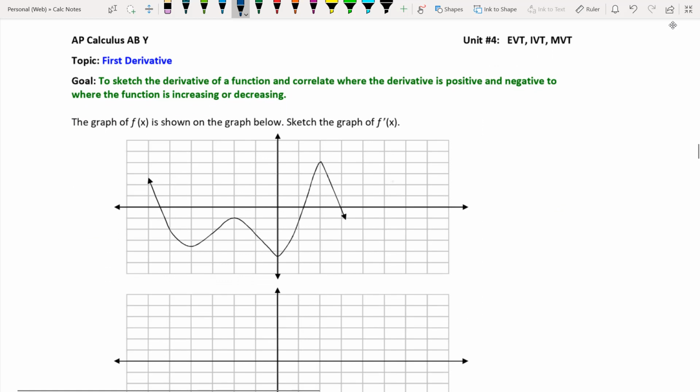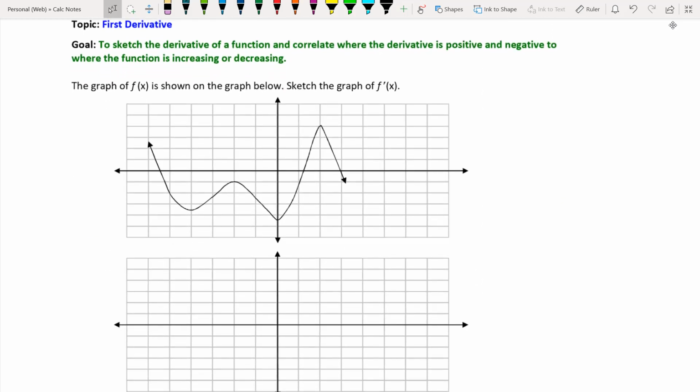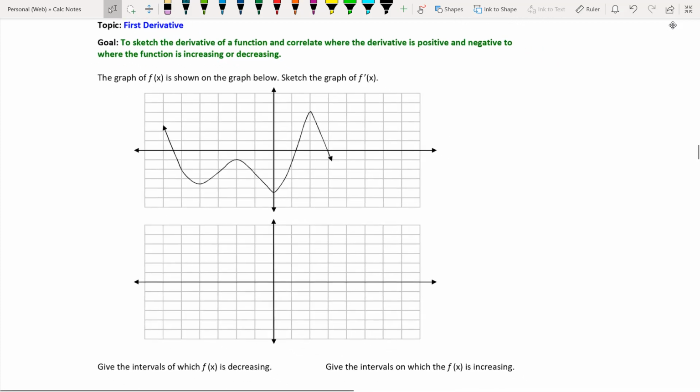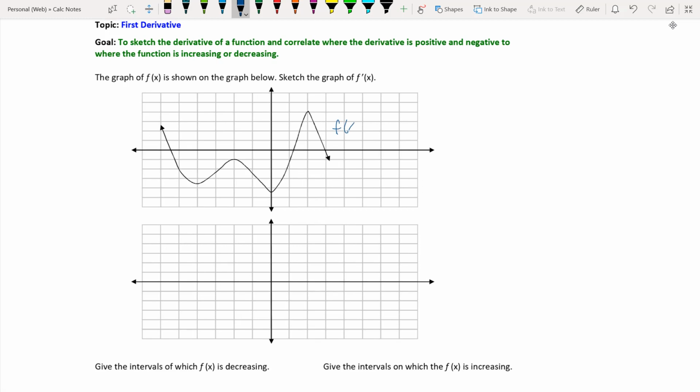So today what we're going to look at is sketching the derivative of a function and correlating when the derivative is positive and negative to where the function is increasing or decreasing. We've done some sketching in the past here. It says the graph of f of x is shown below. So this I know is f of x, and they want us to sketch the graph of f prime.